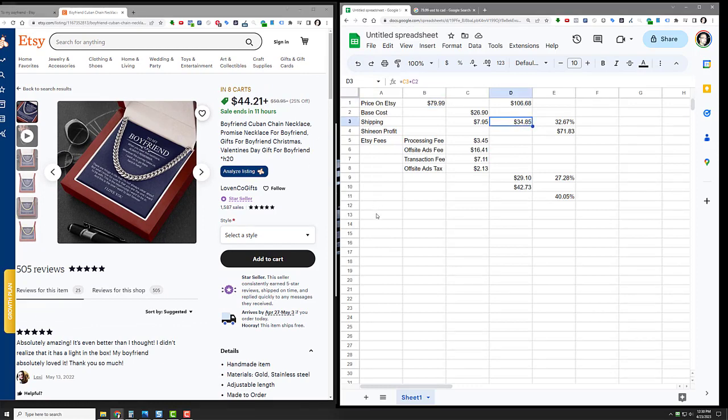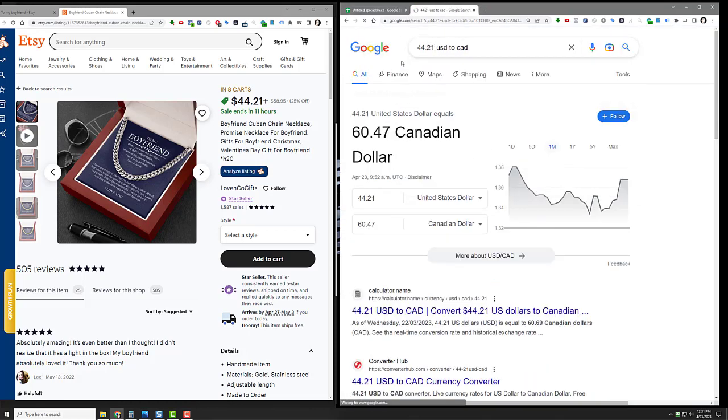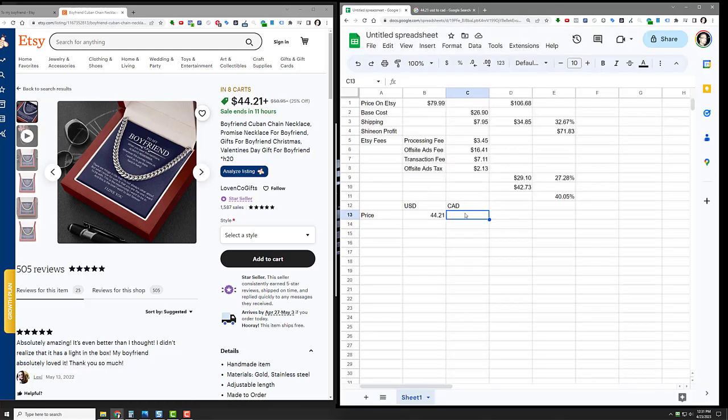Now that's US, so let's do this. The price that they have is 44.21. That's USD. We'll switch that to Canadian so all our numbers make sense. 44.21 US to Canadian is 60.47. Now let's subtract the base cost, which is $34.85, which leaves us with that minus that, $25.62.